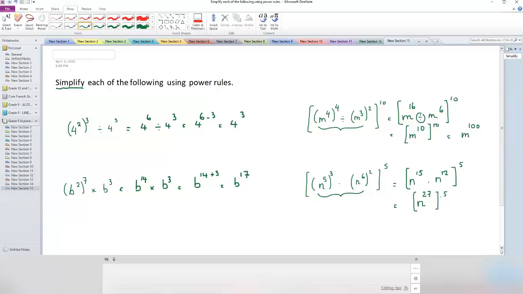Now, since power of power, that means I multiply. So I take the 27, and I multiply it by 5. 5 times 7 equals 35. 2 times 5, 10, and 3, 13. 135. So that means n to the power of 135. I hope you understood the idea of this lesson, and thank you for your attention.